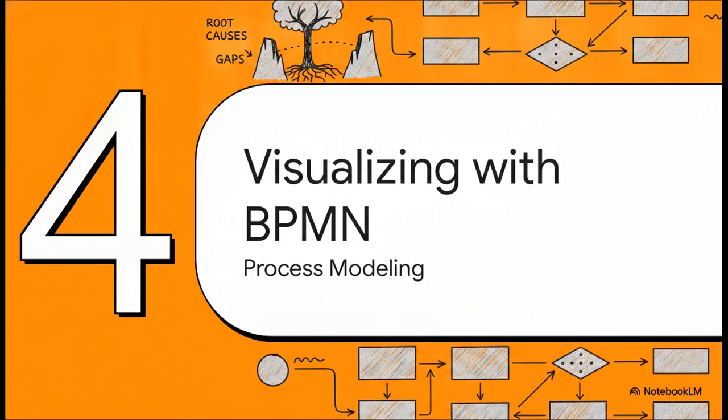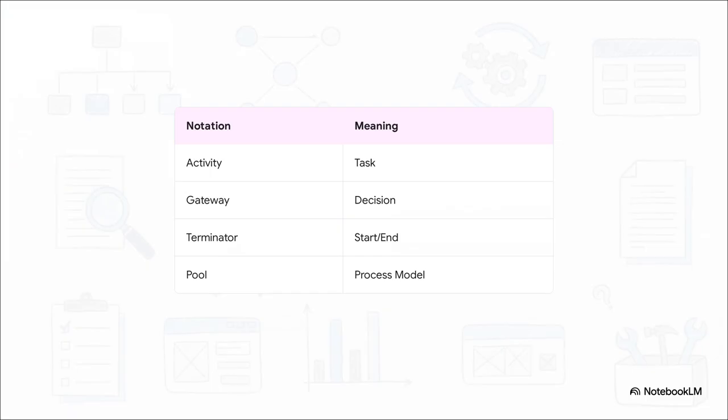Moving on to Section 4, visualizing processes with BPMN. So once we understand our root causes and the gaps we need to cross, we need to draw up a highly accurate visual blueprint to map out our future solution. Enter BPMN, that stands for Business Process Model and Notation. Basically, just think of this as the standardized visual language of process design.